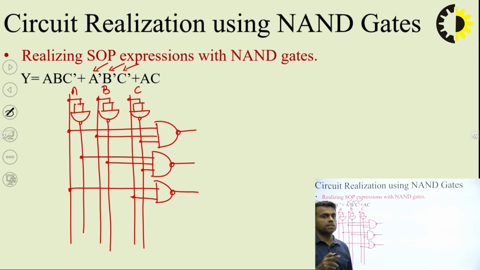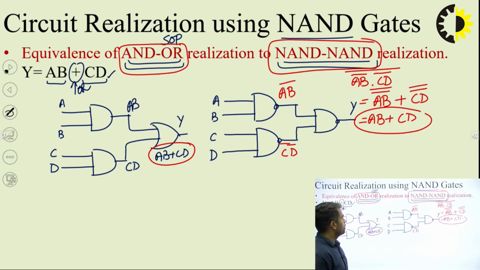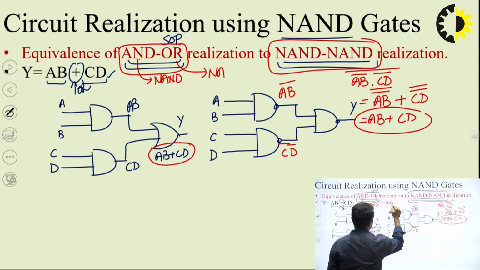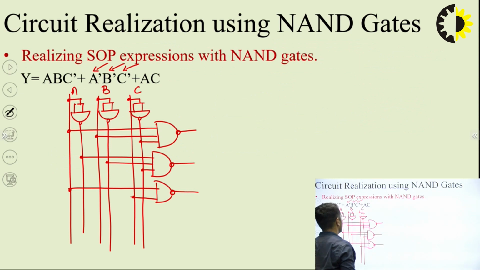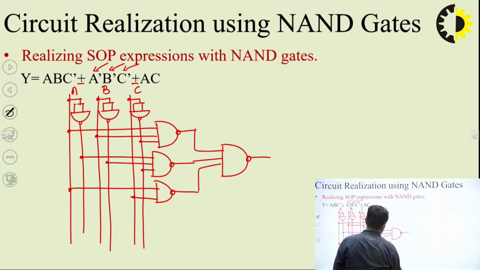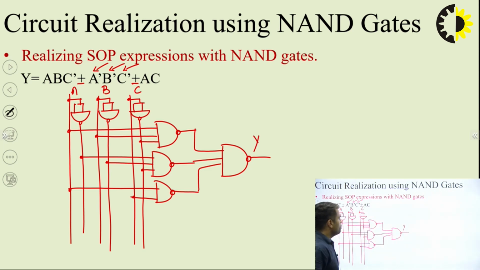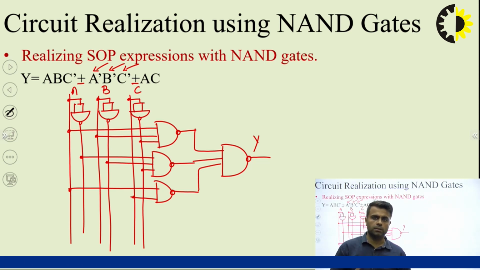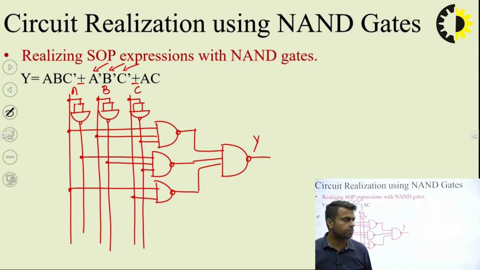But instead of using the sum, as we have seen in the previous slide, in which we have said that AND will also be replaced with NAND and OR will also be replaced with NAND. So instead of performing sum of these three, we will be using NAND of these three, because we have proved in our previous slide that AND OR circuits are equivalent to NAND-NAND circuits. So this is the NAND based realization of this given expression. So this is the NAND realization of a SOP expression.